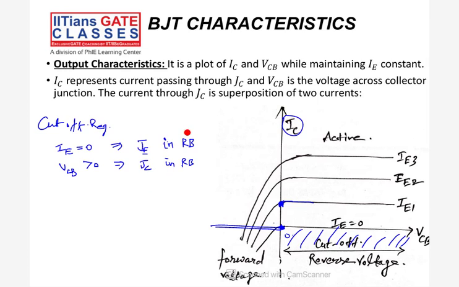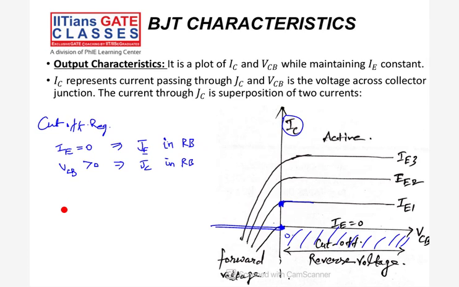If the emitter junction is forward biased, I will have some current. But if it is reverse biased, I will not have any current. So IE is 0. And VCB is already reverse biased, since it is greater than 0. Greater than 0 means the reverse voltage is greater than 0. So JC is in reverse bias. Both are in the reverse biased region.